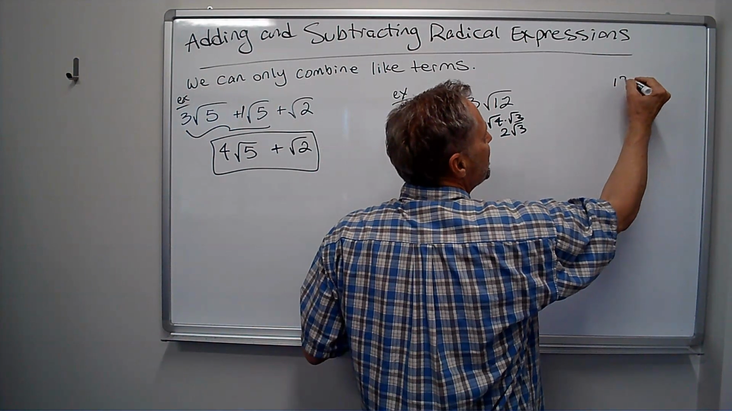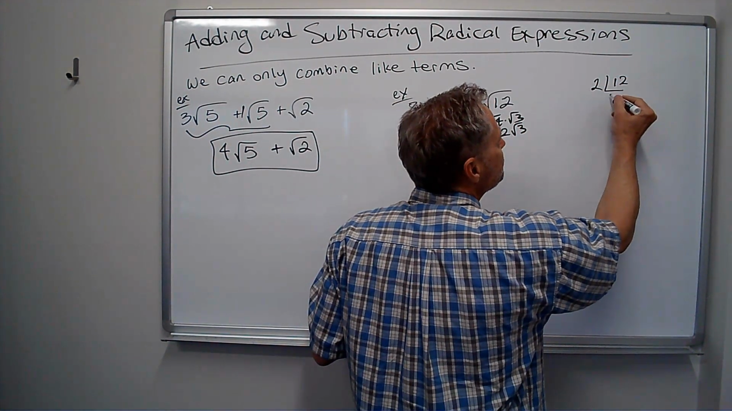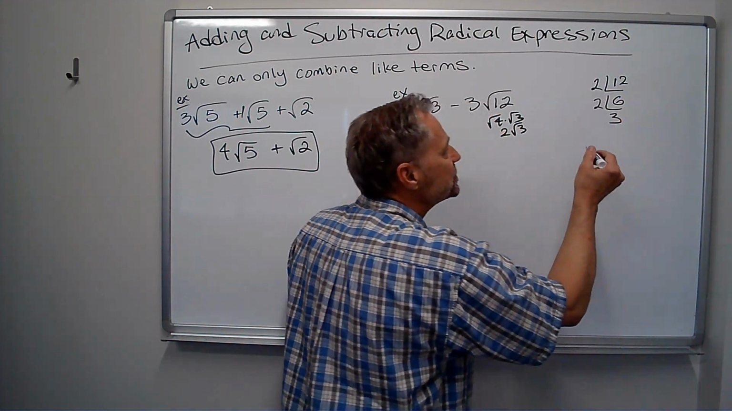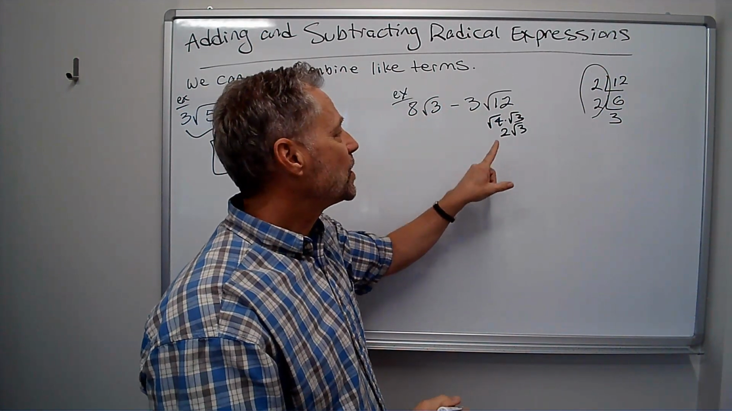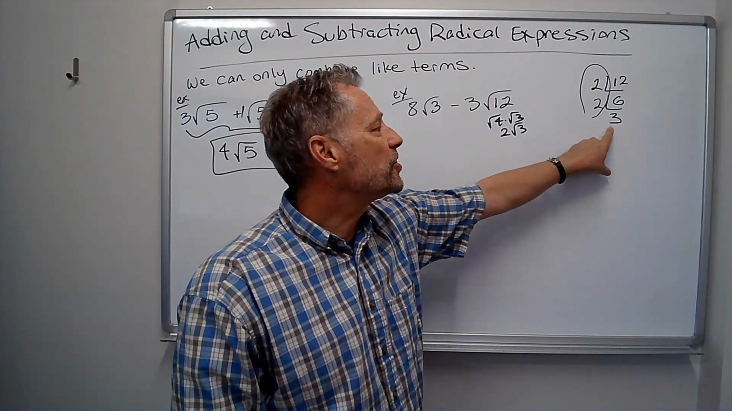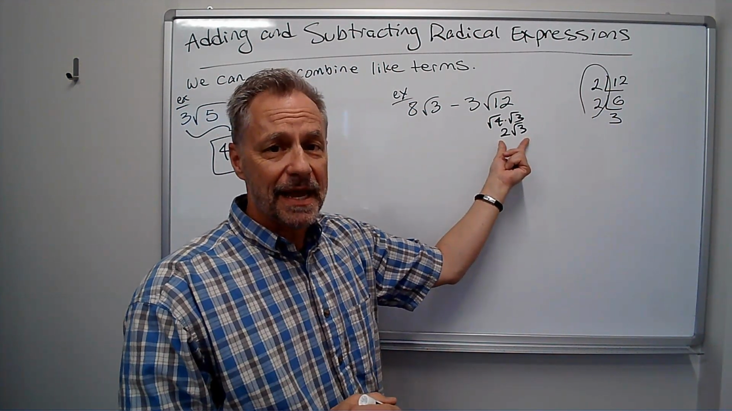I like to go over here and go to my factoring. 2 goes into 12 6 times. 2 goes into 6 3 times. Well, it's a square root. I need 2 of something to come out. So I pull out a 2. There's only 1 3, so it has to stay inside. So 2 root 3, same thing I got here.